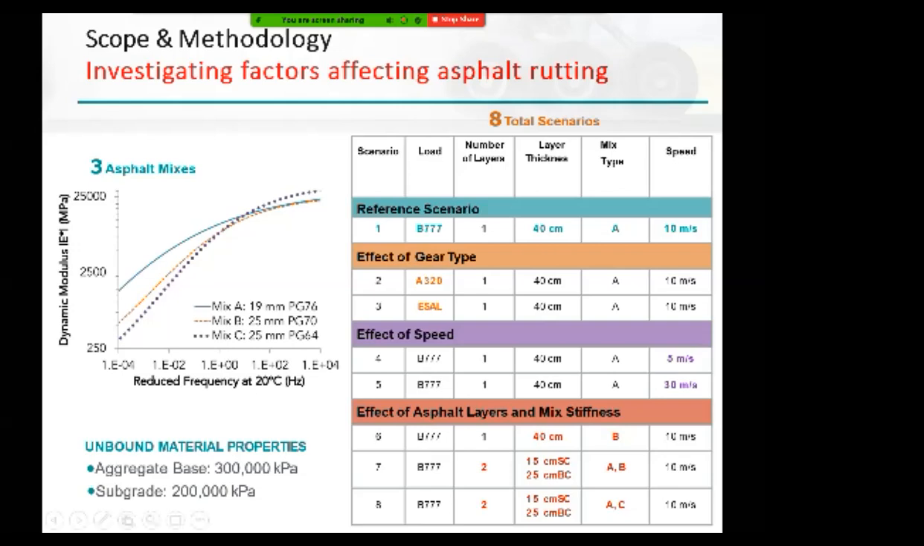And then I'm going to look at the mixes themselves, the layers themselves. So I will try having one mix using one layer with mix B, then 2 layers, surface layer and binder layer, with mixes A and B and mixes A and C. Everything else is fixed, the speed, the gear type. All I want to do is to see how softer layers behave, how stiff layers behave in the context of viscoplastic strain under gear loads.